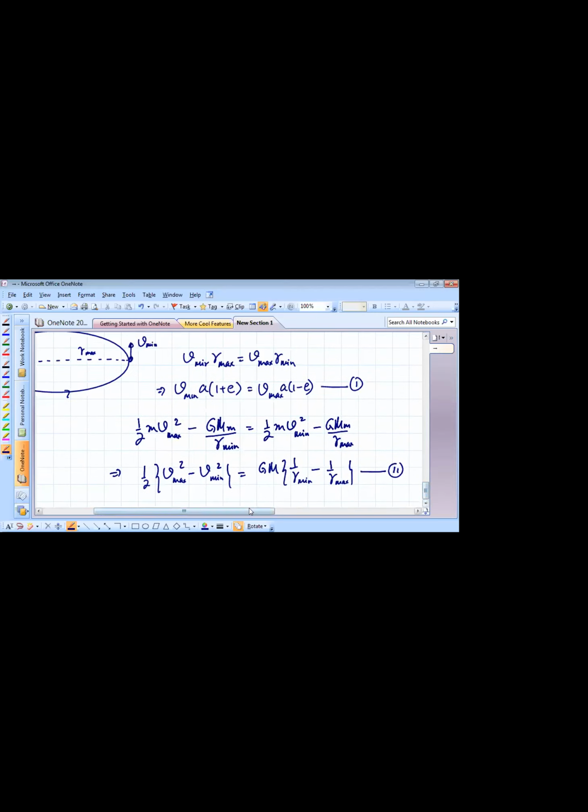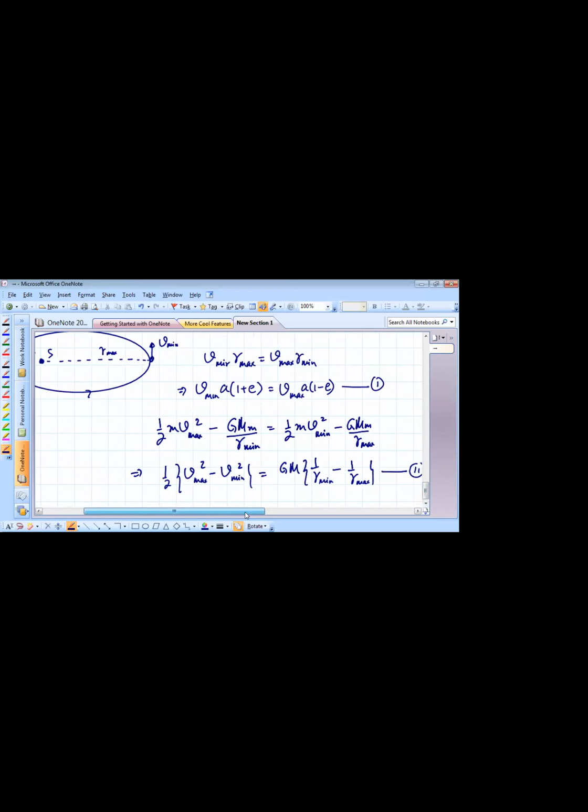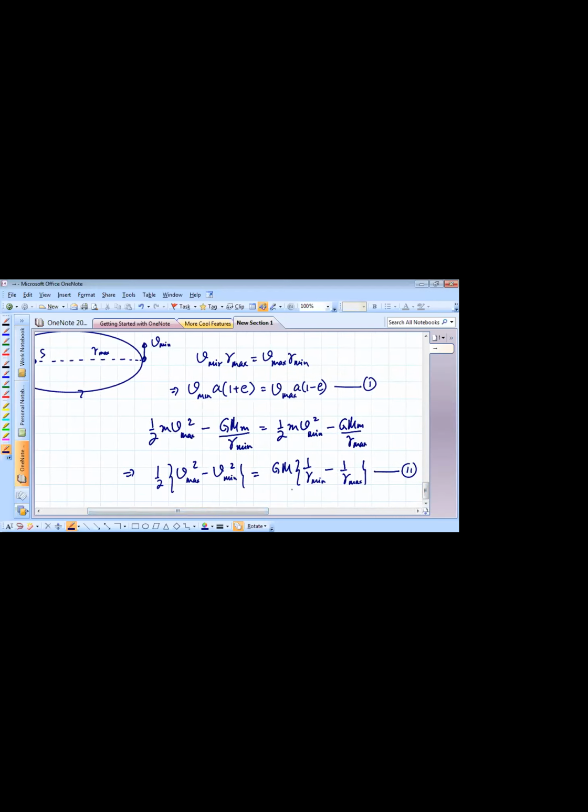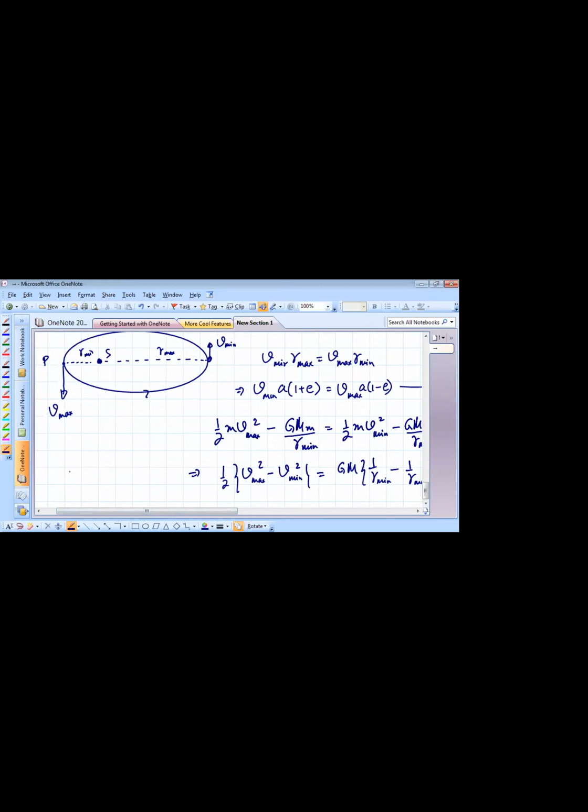So some kind of comparison will have to be done here, where you express R max and R minimum in terms of eccentricity. So you will see from here, from equation 1, you will be able to understand that the ratio of V max to V minimum, how it depends on eccentricity. It is 1 plus E upon 1 minus E.